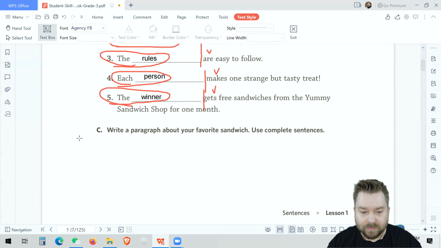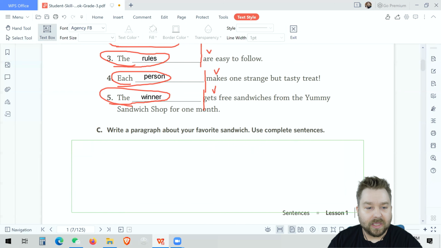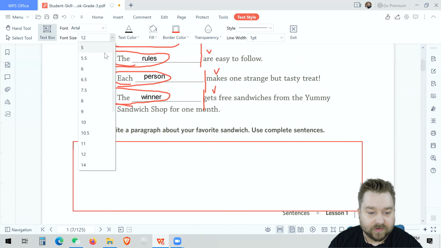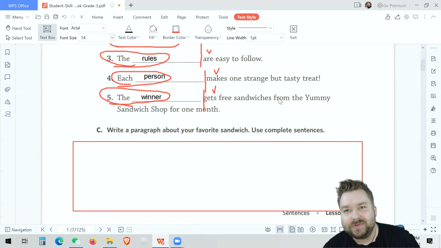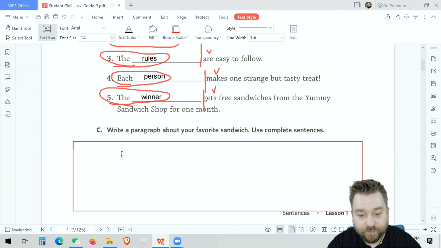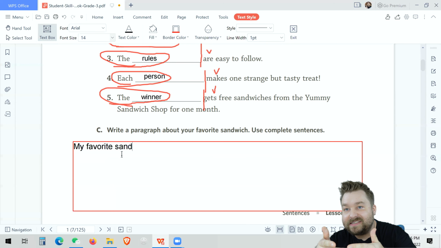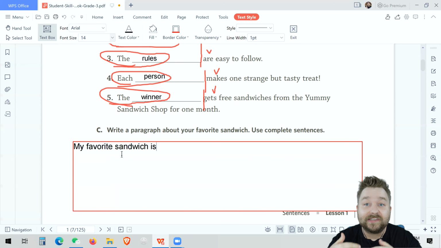Now, what is my favorite sandwich? I don't know. We're going to make a text box here. There. And we're going to make our font nice and big so you can read it and I can read it because I don't have my glasses on. So here, it says your favorite sandwich. Imagine someone asks you that question, right? What is your favorite sandwich? What's your answer? My favorite sandwich. That's what we're going to do. My favorite sandwich is... Oh, God, I don't know.